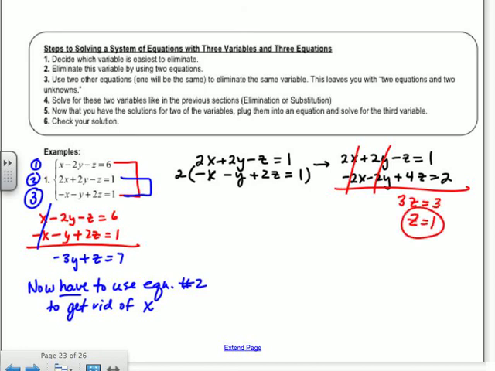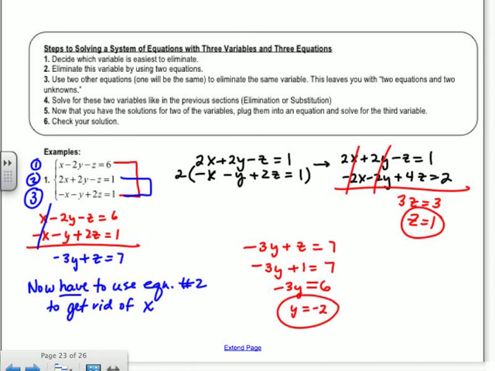Can I find any other variables now? Y. Because you have negative 3y plus z equals 7, right? You just need z and one other, you need y. So an equation that just has 2 variables to find the other one. So I get negative 3y plus 1 equals 7. Negative 3y equals 6, so y is negative 2.